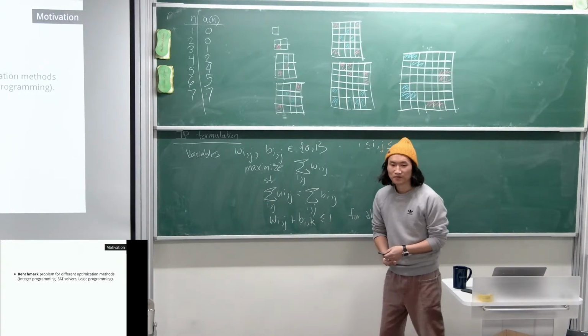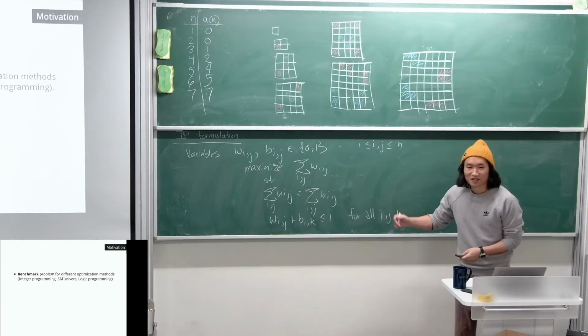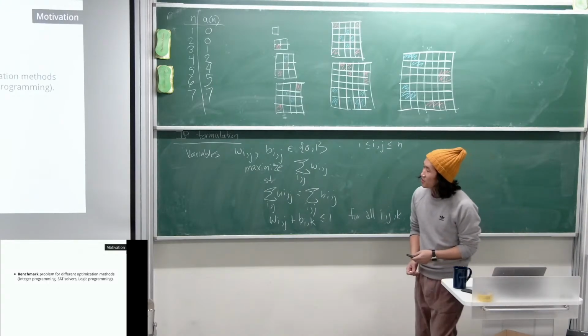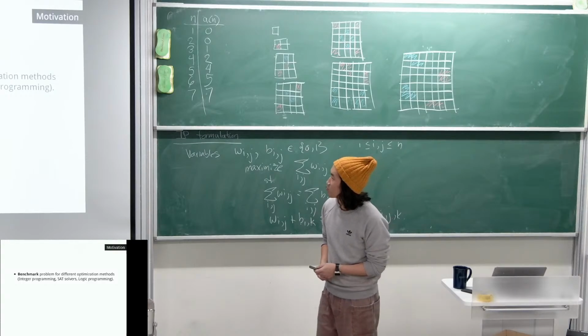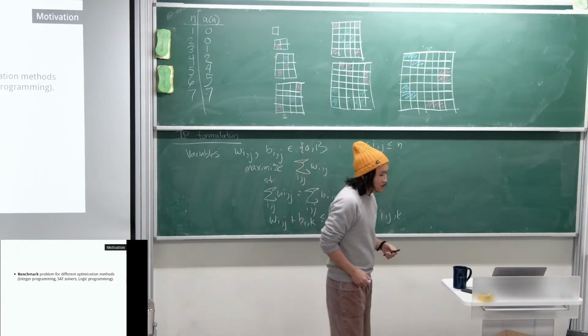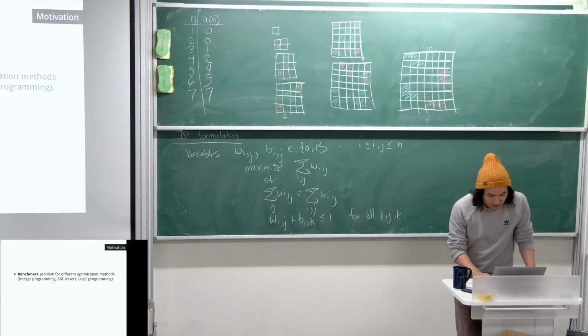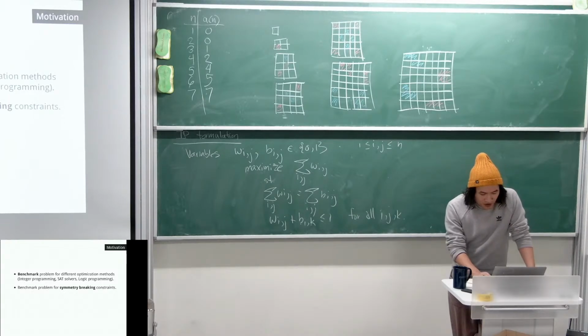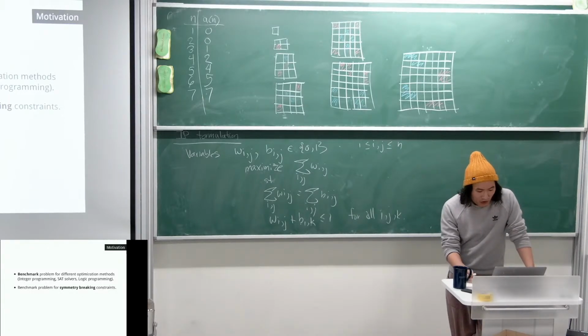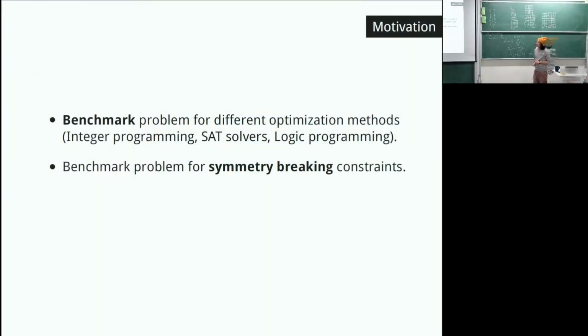Okay, so that's the IP formulation, and you can also formulate this as a set solving problem or logic programming, and so it's sort of a benchmark problem. And for each one of these ways to model the problem, there's more than one way to do it. So it's also a benchmark problem for symmetry breaking constraints, right?